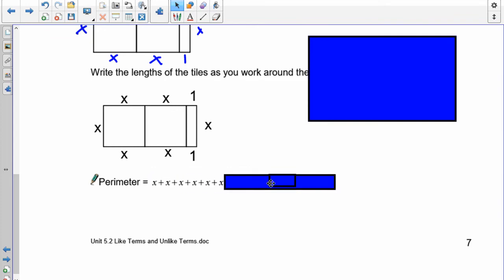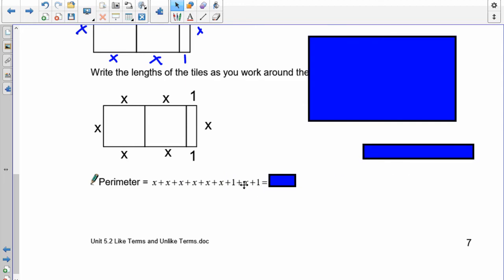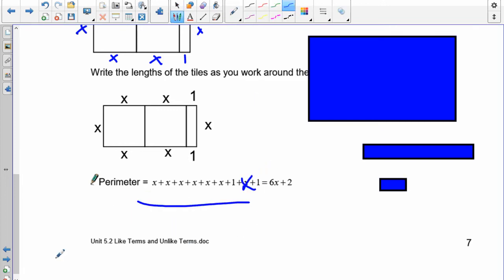There's your 6 x's, and there's your 2 1s. So that leaves us, when you put them all together, 6x plus 2. Oh, I have 1 too many. All right. This one here shouldn't be there. Counted too many. But it is 6x.